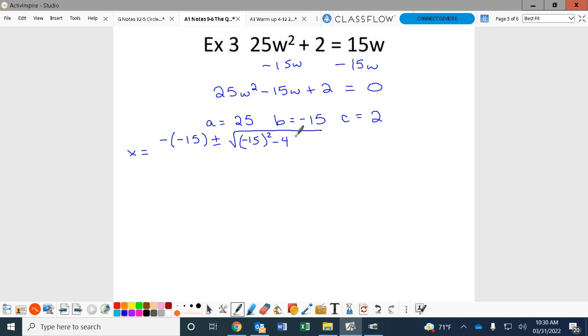minus, guys, that minus 4 is always minus 4. It's not ever any other number. That minus 4 is part of the formula. Then it's times A, which is 25, and times C, which is going to be 2, all over 2 times A, which is 2 times 25. Bigger number on the bottom this time.